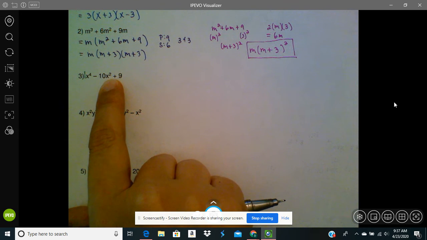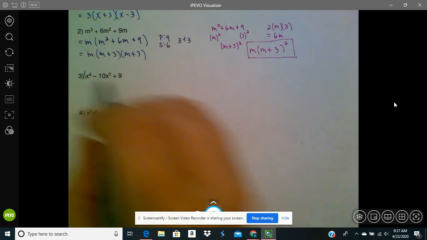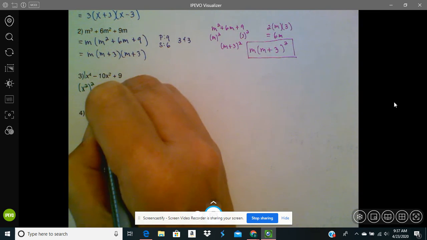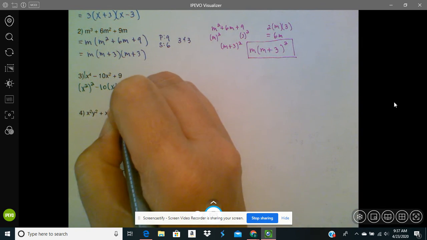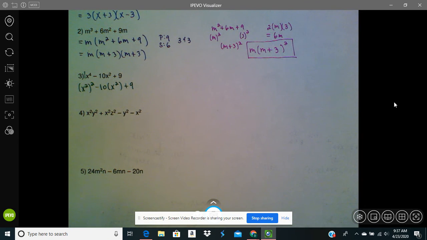okay? Because think about it. This is really x squared squared, okay? So this is x squared squared minus 10x squared plus 9. Now, I'm showing you this one, but I'm going to tell you right now, you will get more details of this in Algebra 2. So this is just something to look forward to.